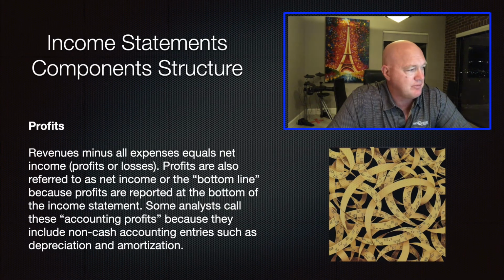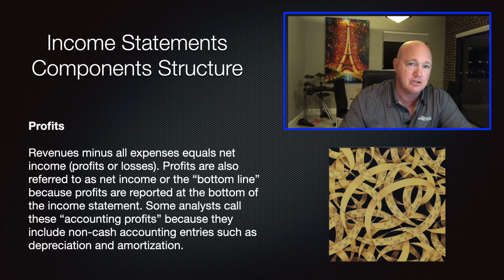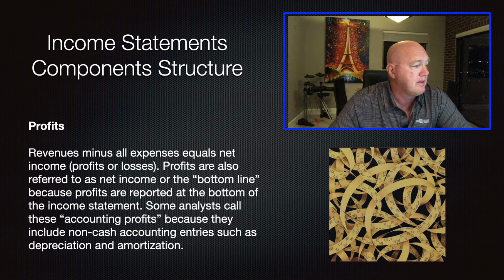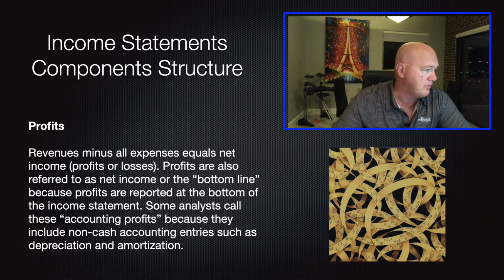So the final item is profits or net profits. That's revenue minus all expenses equals the net income, which is also another term for net profit and loss. Profits are also referred to as net income or the bottom line. You'll see when you look back at the slide that the very last thing on the income statement is the net profit. That's why it's called the bottom line. Because all profits are reported at the bottom of the income statement.